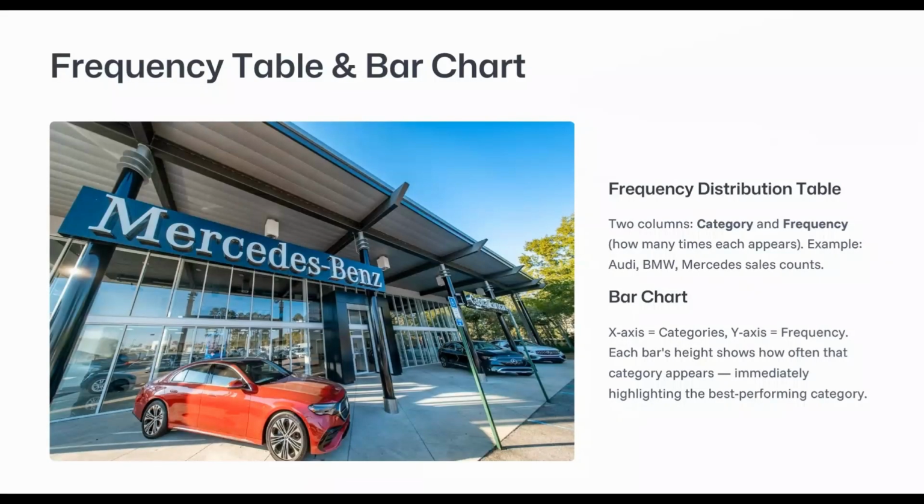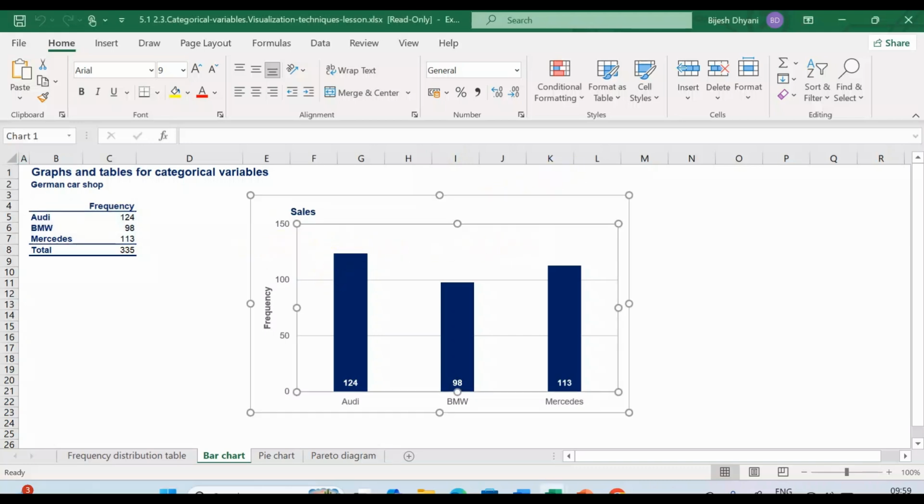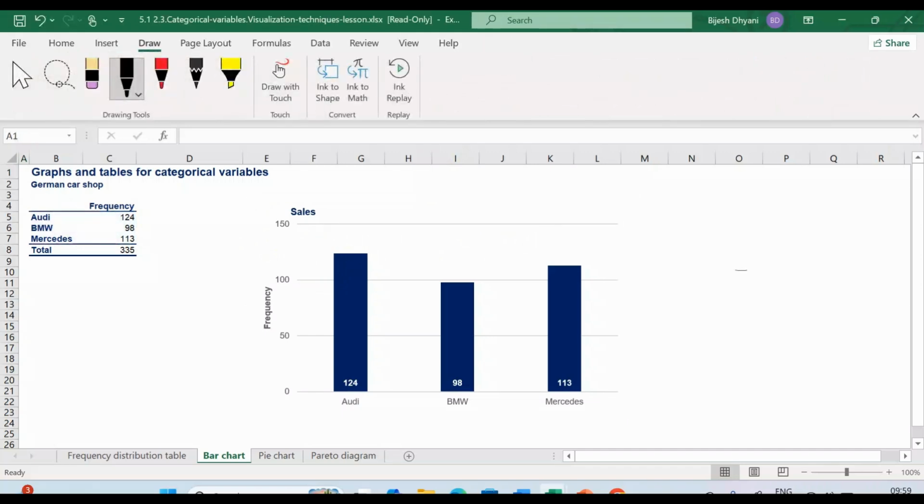The next type of chart is a bar chart, which is also known as a column chart. Using the same table which we used for the frequency distribution table, we can construct a bar chart. The vertical axis shows the number of units sold. Each bar represents a different category indicated on the horizontal axis. In this way, it is much easier and clearer that Audi is the best selling car brand.